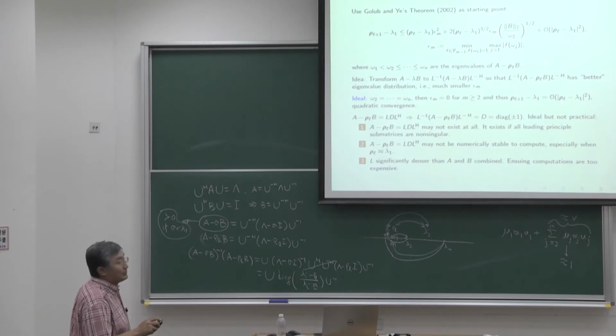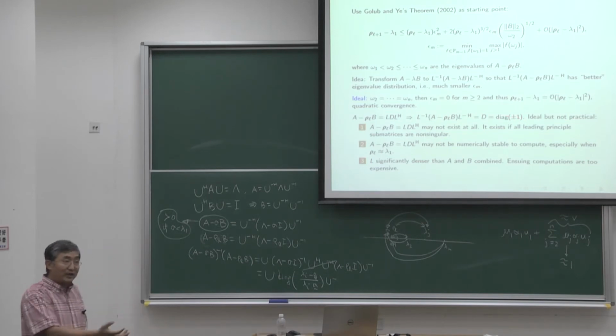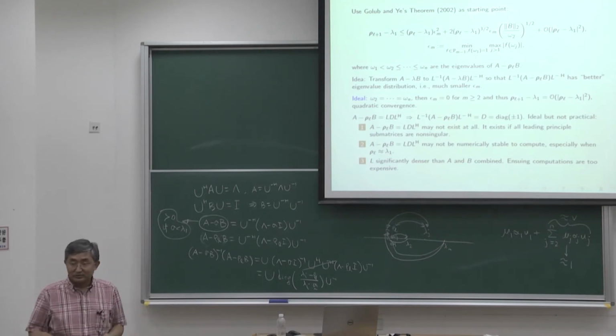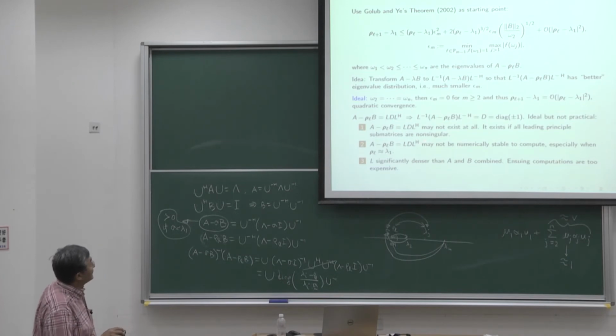How can we do that? Well, let's look at the ideal case. Suppose we do an exact LDL decomposition, where L is lower triangular. Then you multiply L inverse from the left and L inverse conjugate transpose from the right, and you get D. This D is diagonal plus or minus 1. That means you have one eigenvalue negative 1 and the others plus 1. So omega 2 to omega n would be plus 1 and omega 1 would be negative 1. That would give you epsilon m equal to 0 for m bigger than or equal to 2. That would be very, very nice. You can do that.